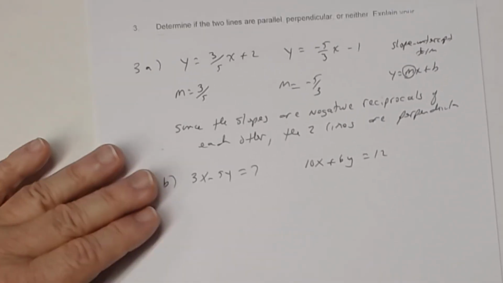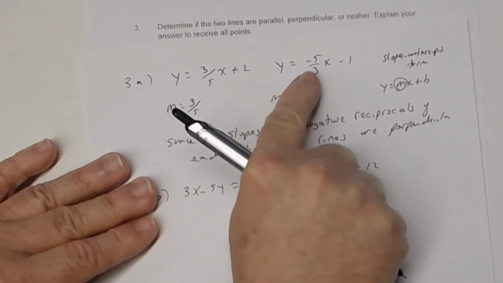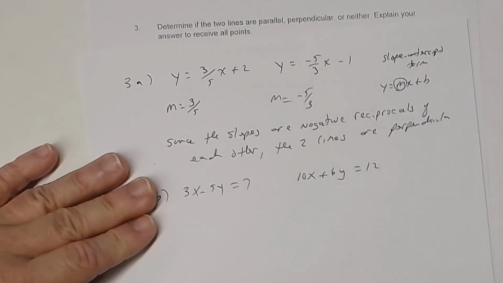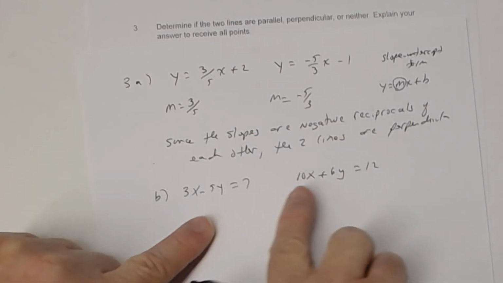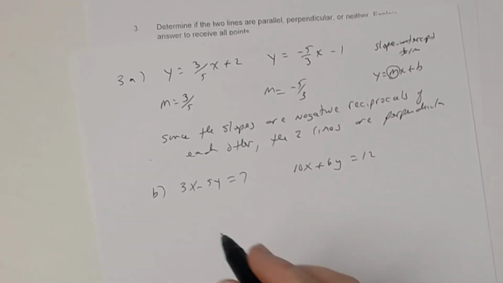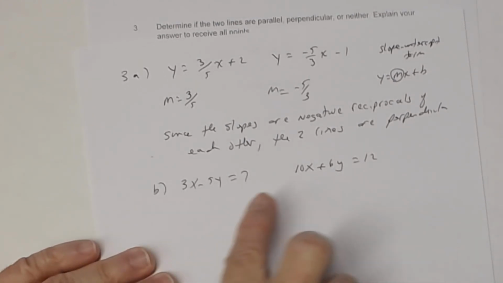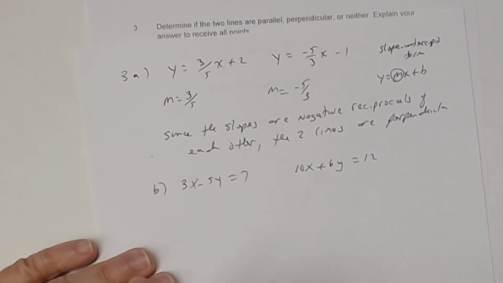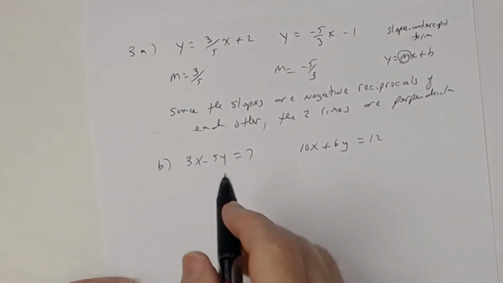Okay, so remember, part A was easy because it was written in slope-intercept form. So once it's written in slope-intercept form, you can find the slope. Part B, that is not slope-intercept form. So what you want to do is write it in slope-intercept form. Get y by itself. Okay? All right, so you have some work to do here because you have to transform both equations into slope-intercept form. All right, so let's do this one first.